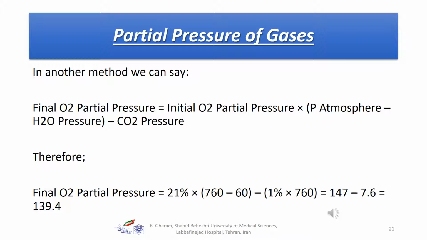So as you can see, this formula will help you find the final oxygen partial pressure in a condition that you have a gas such as water, which will reduce proportionally other gases such as nitrogen and oxygen. Also, it includes some gas such as carbon dioxide, which will just replace oxygen and will not affect nitrogen.